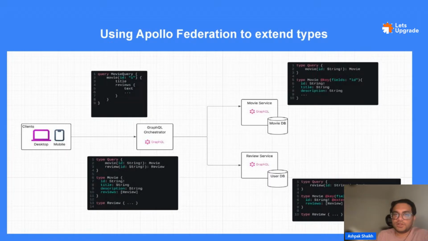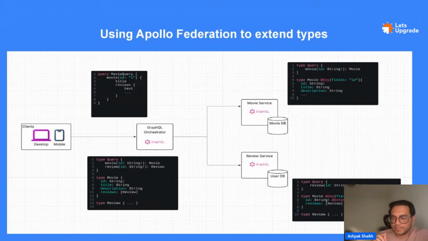What happens with Apollo Federation is that it can be used for remote type extensions. I'll explain the remote type extension concept in detail. Let's look at just the movie type on the top right corner. The movie type has a key directive, which is saying that I am a movie, and my key is ID, which is similar to a database key.